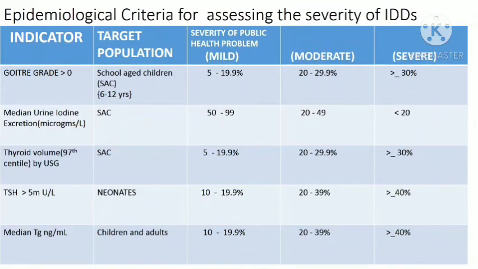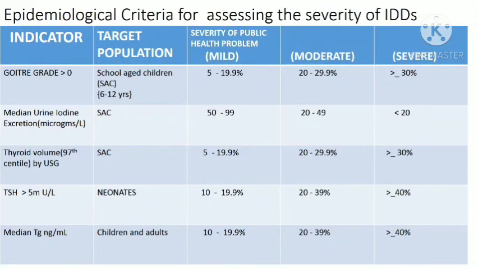The third indicator is the thyroid volume. Here we count it at the 97th percentile by USG. Here also the target population is school-age children. If it's a mild public health problem, we have 5 to 19.9%. If it's moderate, 20 to 29.9%. Or if it's severe, then it may be equal to or greater than 30%. The fourth indicator is the TSH level, which we measure in neonates. If the public health problem is mild, it's 10 to 19.9%. In moderate, it's 20 to 39%. And if it's severe, it's equal to or greater than 40%.